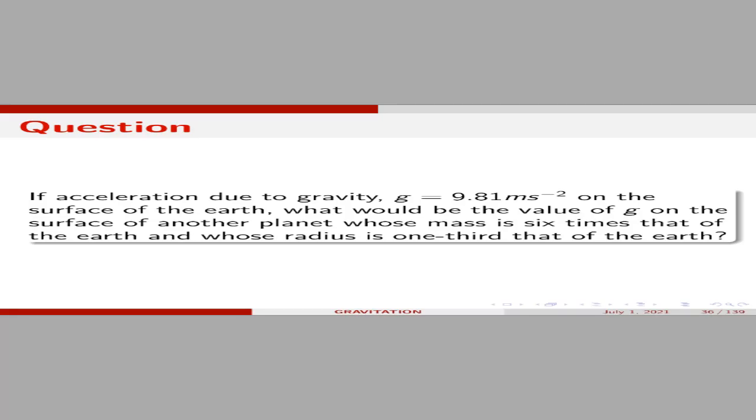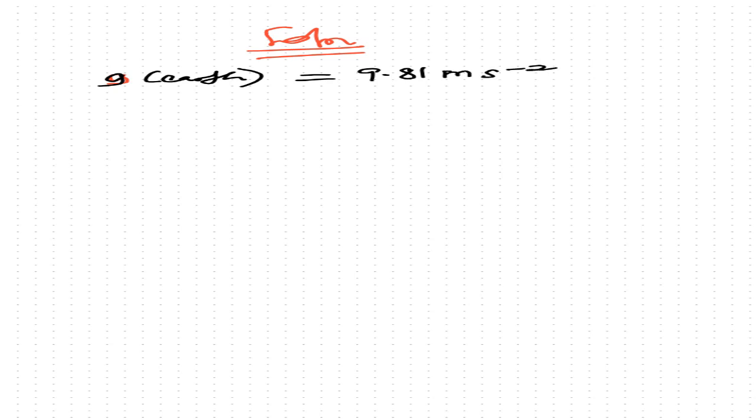How do we go about this? Okay, so solution. Let's take our solution. We have been given acceleration due to gravity on the Earth. So I'll write, let me take my black pen, G on Earth, according to the question, is 9.81 meters per second squared.